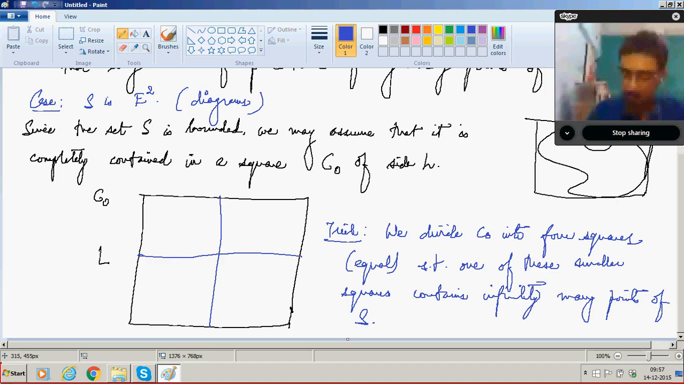So we can name the squares also, and then take this. Suppose this is the square which contains infinitely many points. Divide it further into 4 squares. Select an arbitrary square which contains infinitely many points. Go on subdividing the region further. So ultimately you get a chain of sets.